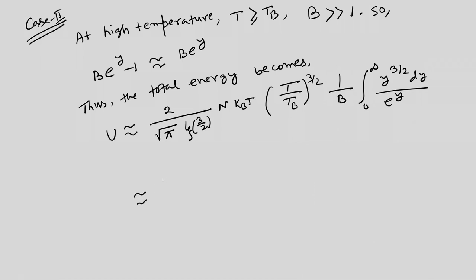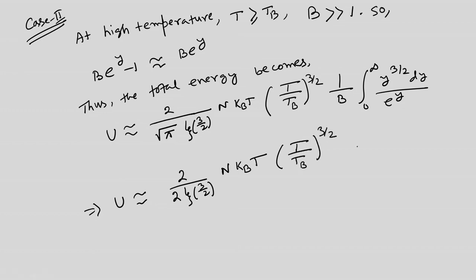So, we can write U as 2 by 2 times zeta 3 by 2 times n times k_B T times T by T_B to the 3 by 2 and then times 1 by b. So, we find U is nothing but 3 by 2 n k_B T.